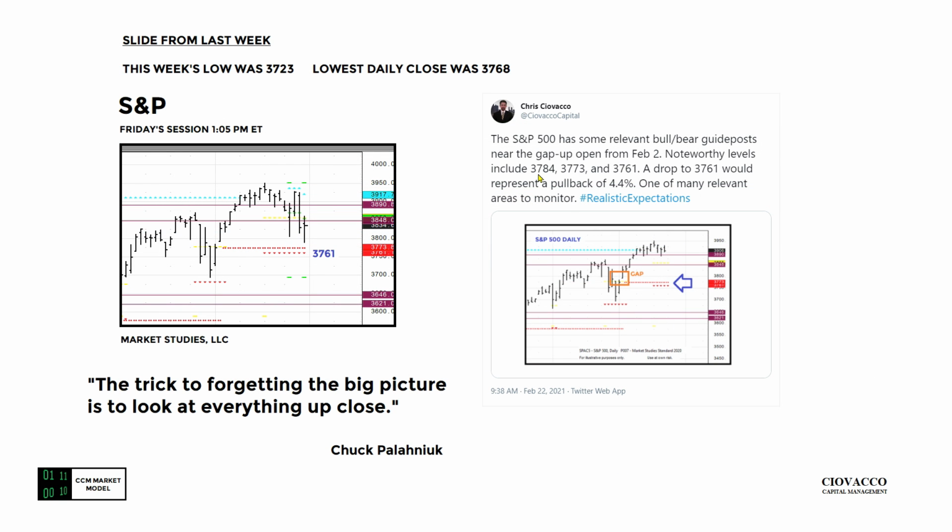Here's the tweet from February 22nd that we covered in last week's video. We did undercut these levels intraday this week, but we rallied during that session. The lowest close was 37.68, which was above 37.61. As we noted last week, there's nothing magical about these levels. It's just good to establish logical reference points to manage against.